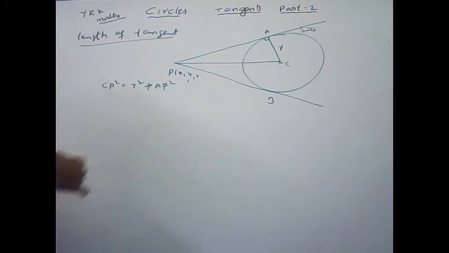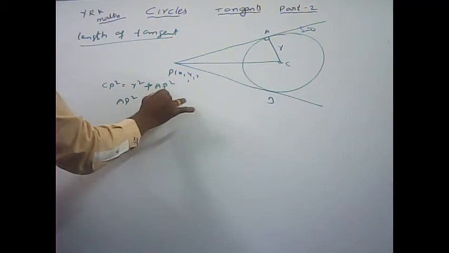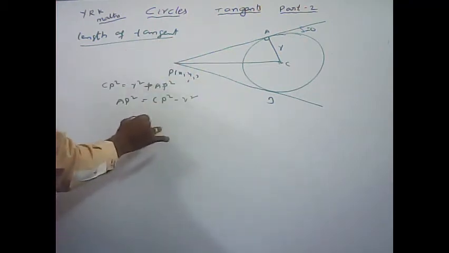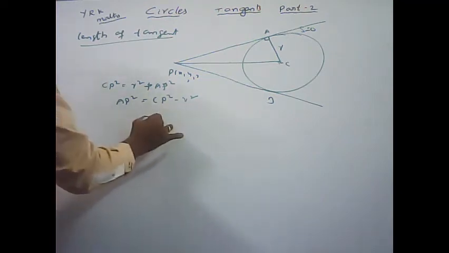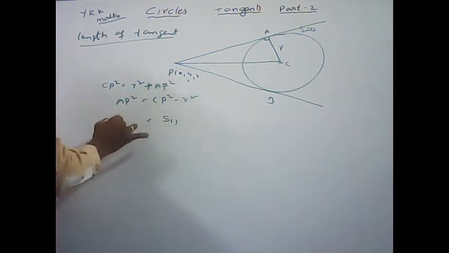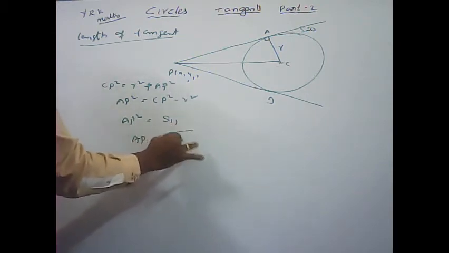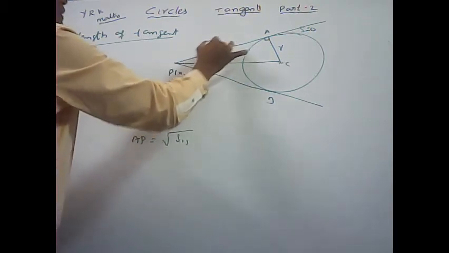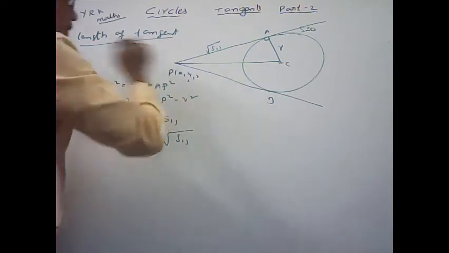Now here we want AP. AP square is equal to CP square minus R square. CP square minus R square, we already derived that one, that is root S11. So AP is equal to root S11. The length of the tangent from x1, y1 to the circle S equals 0 is root S11. That is the length of the tangent.